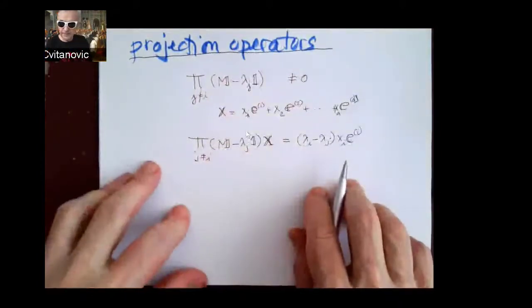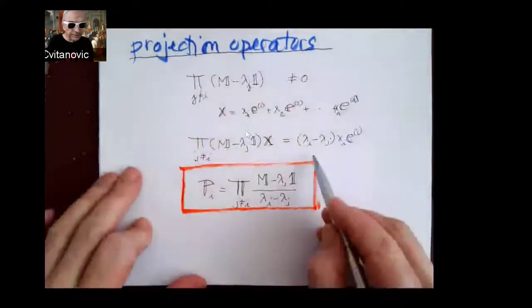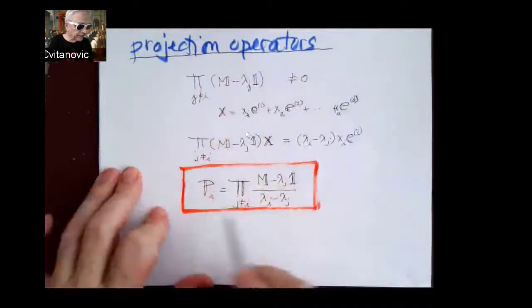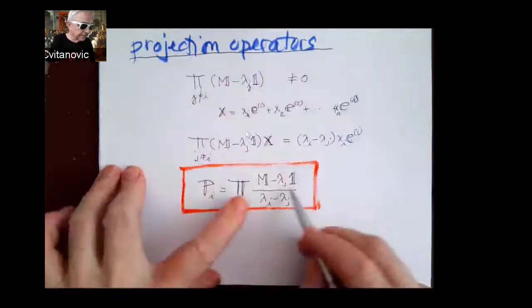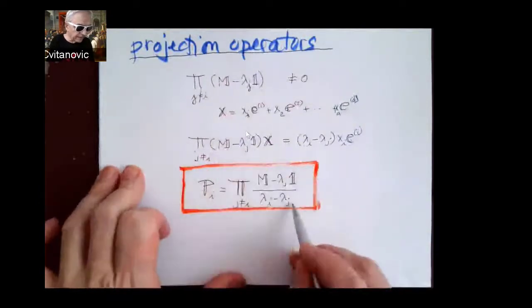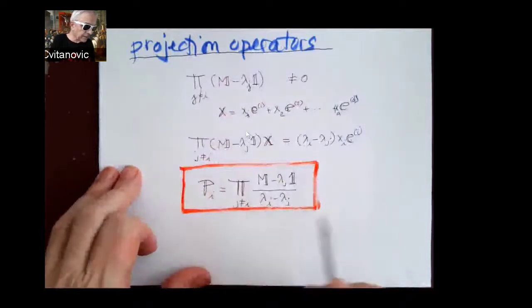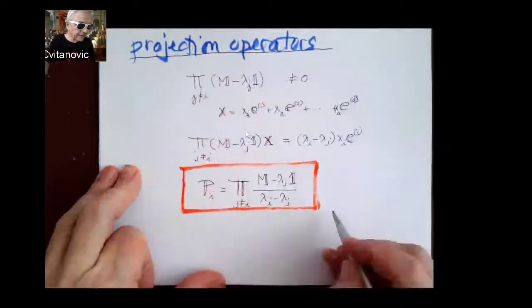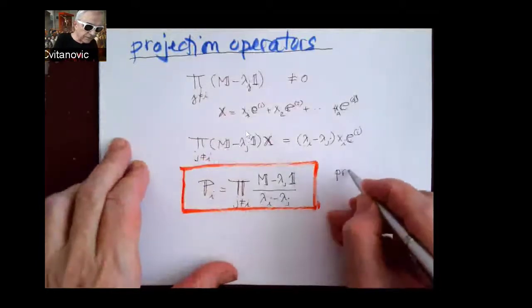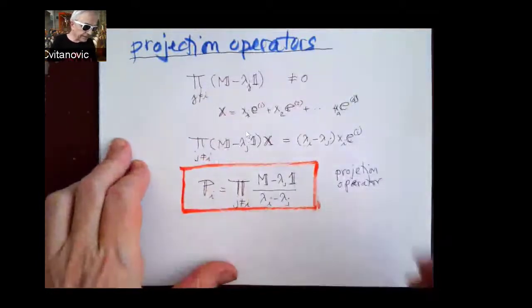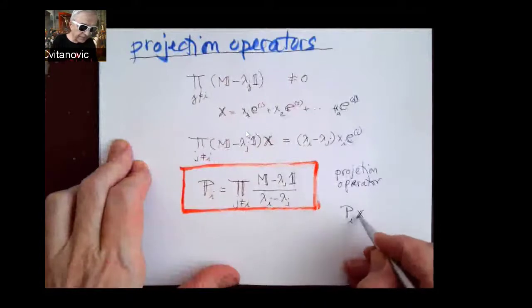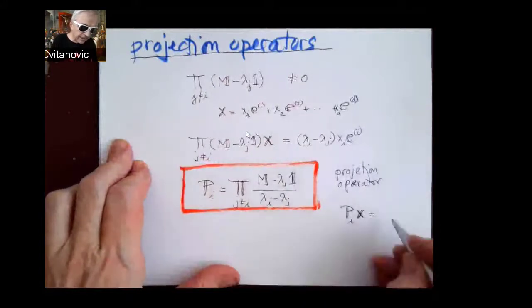So to make this a little bit nicer, you can get rid of this prefactor lambda i minus lambda j by dividing by it. So you define the product of all these terms divided by lambda i minus lambda j over all directions in the space other than the ith direction. And this is called the projection operator. Really what it does is, applied on any vector in this space, it returns the value of this vector along the ith component.